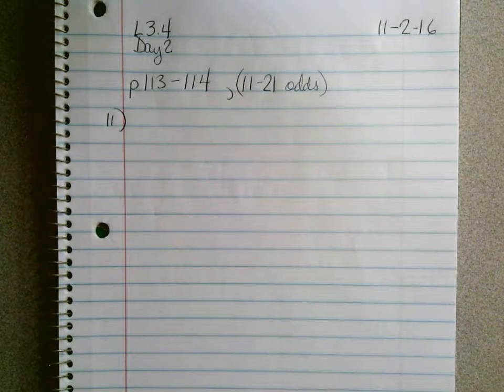Starting with number 11. Bert's Burger Barn sold 495 burgers today. The number sold with cheese was half the number sold without. How many of each type was sold?